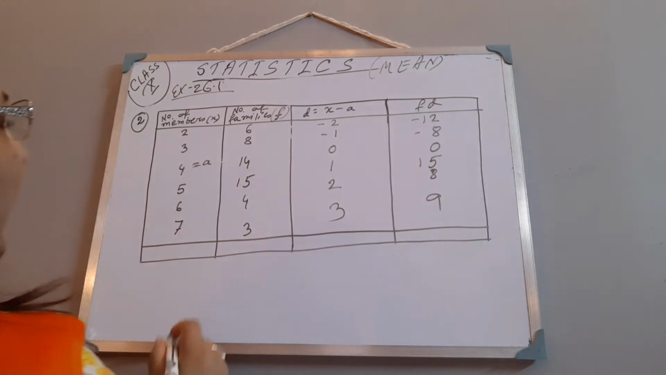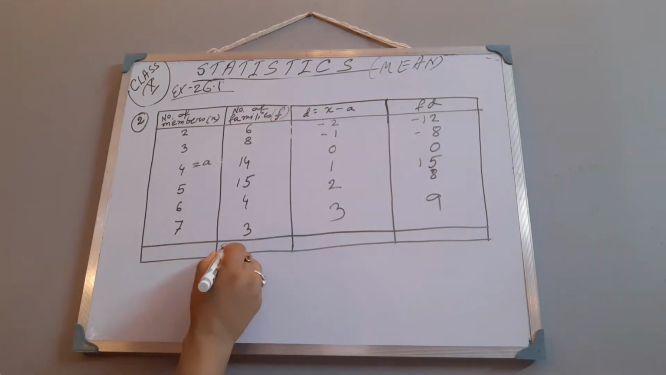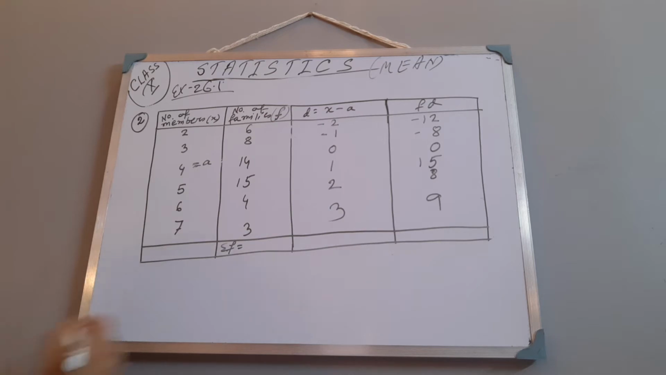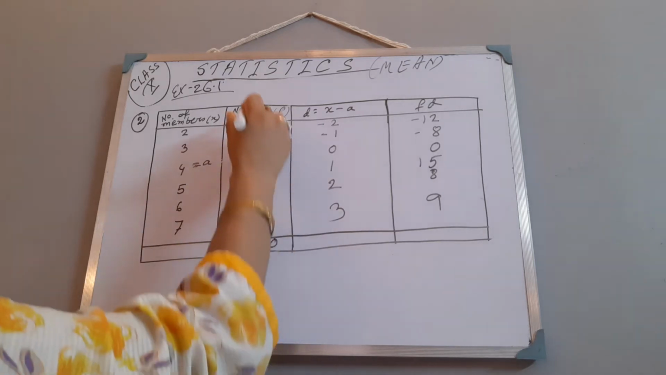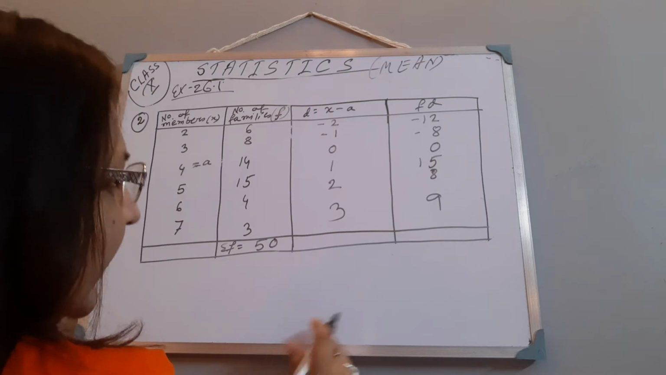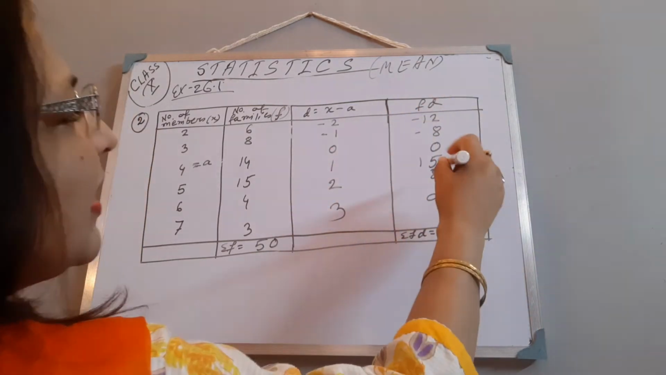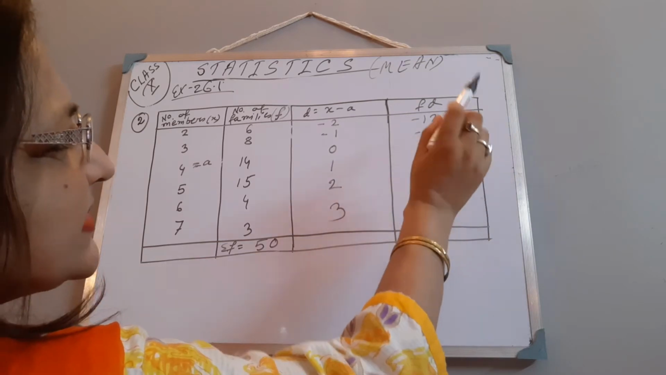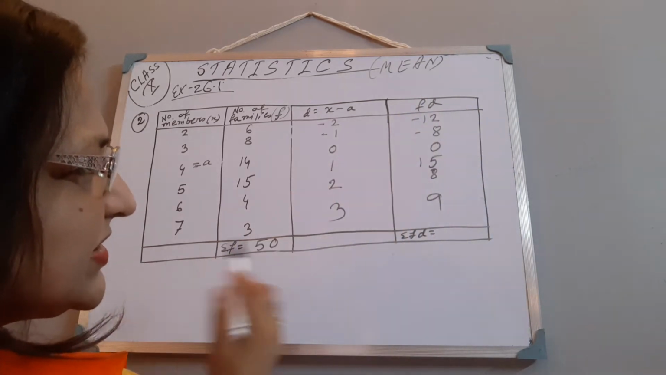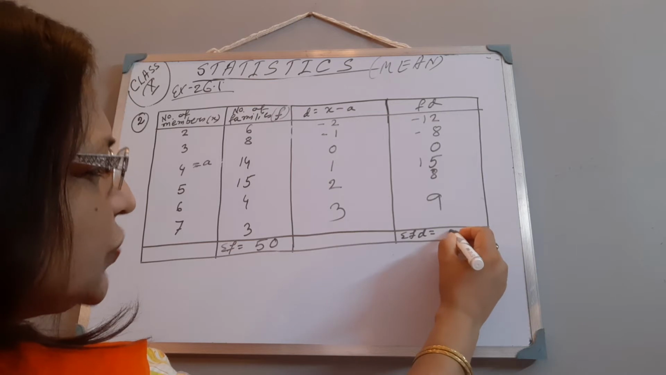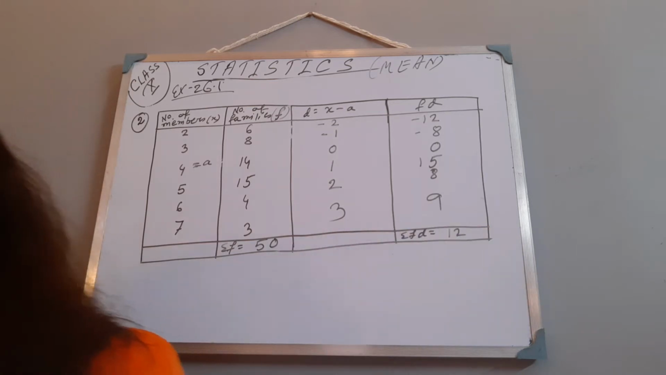Now let us add this, and we have to add sigma F also. Already we know there are 50 families, so automatically it will be 50. Add all this, then we will get 50. And now we have to find sigma FD. Plus 8 minus 8 will cancel. 15 minus 12 is 3, and 9 plus 3 is 12. So it's coming only 12.